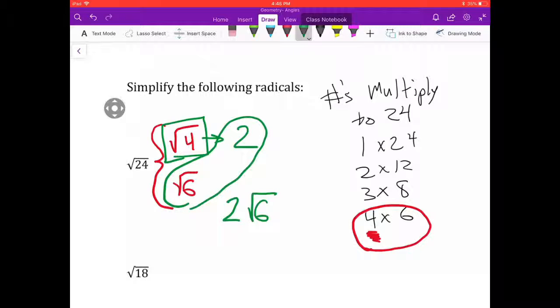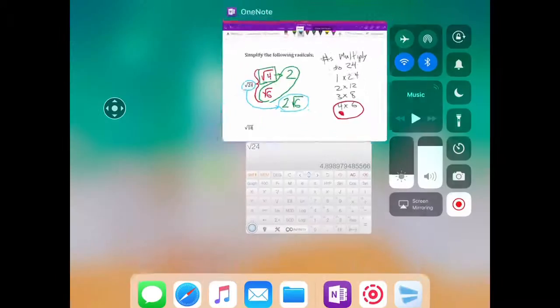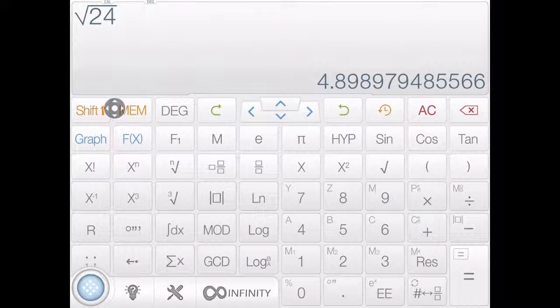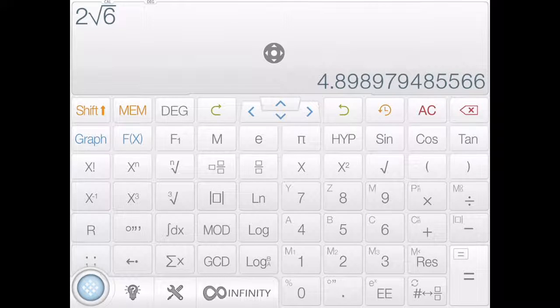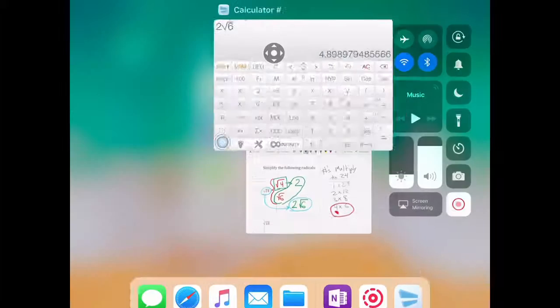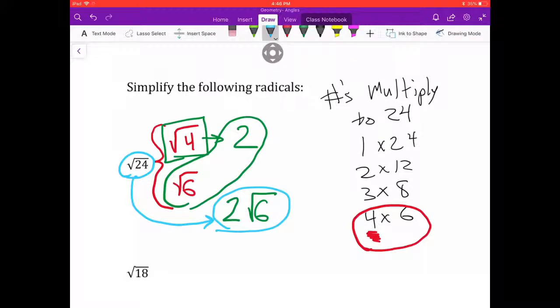Now, what we can check is that square root of 24 and 2 radical 6 should be the exact same thing. All we're really doing is simplifying. So we can go to our calculator and check that square root of 24 is this long decimal, 4.89, and so on. And we can check to make sure that 2 square root of 6 is the same exact decimal. If it comes out as the same exact decimal, then you know that you simplified it correctly. And your final answer, or your simplified answer, is going to be 2 radical 6.